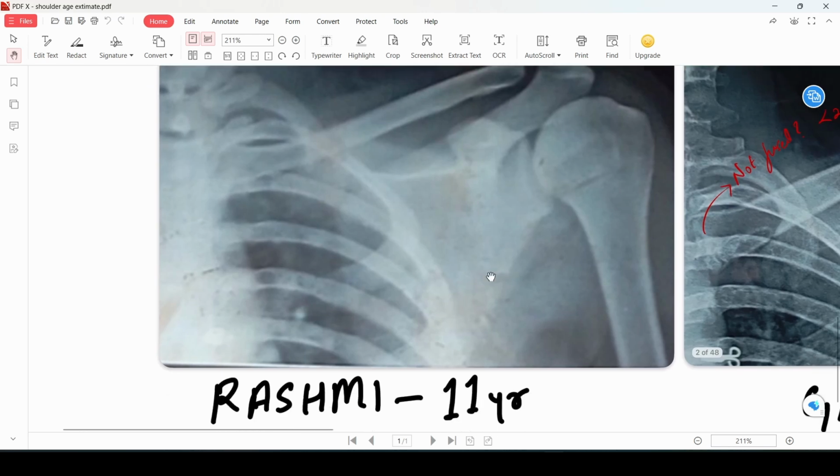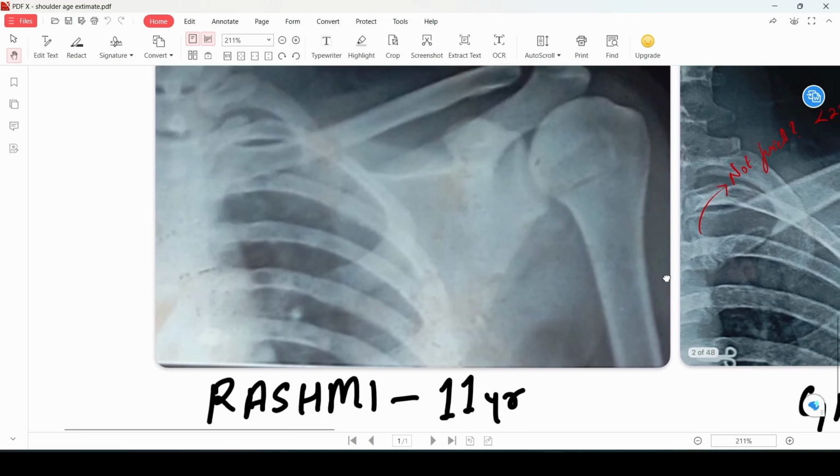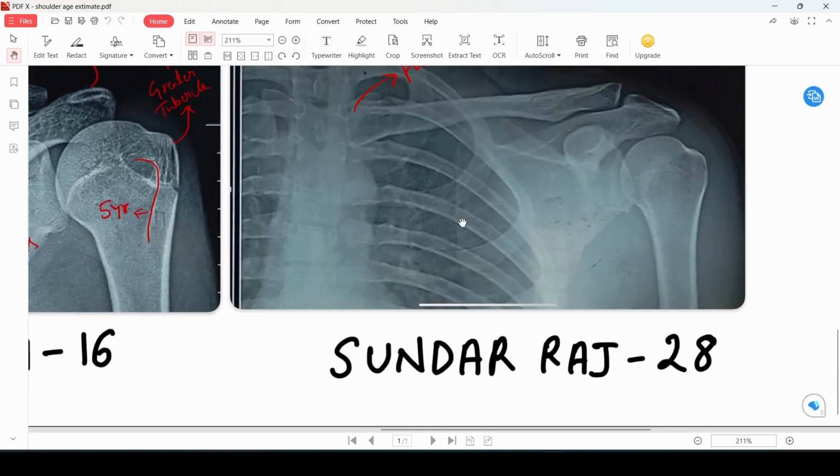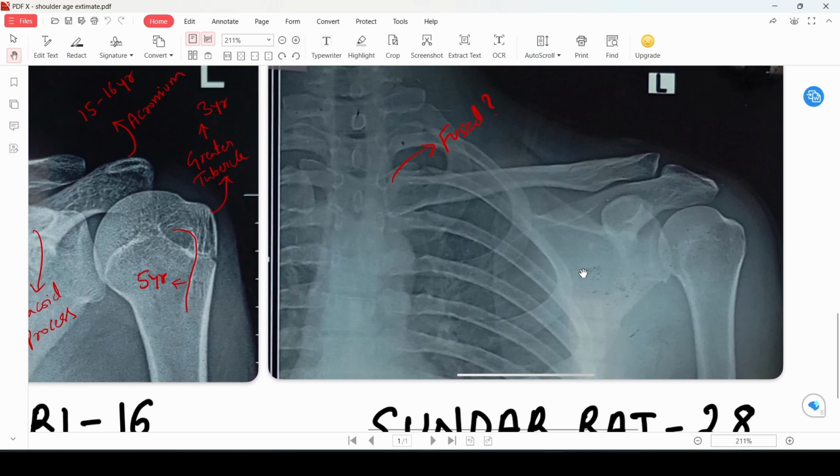If you know any better way to understand this picture, please help me out. Then what else here? I wanted to show you this one, Sundar Raj, who is 28 years of age. So what can we see here?